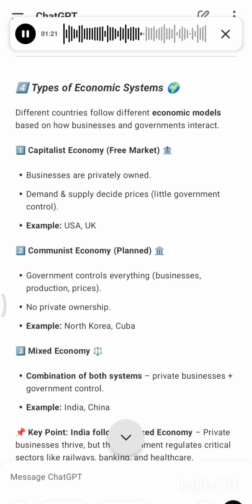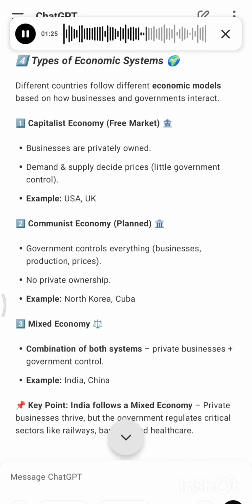Types of economic systems. Different countries follow different economic models based on how businesses and governments interact. 1. Capitalist economy, free market. Businesses are privately owned. Demand and supply decide prices, little government control. Example: USA, UK. 2. Communist economy, planned.